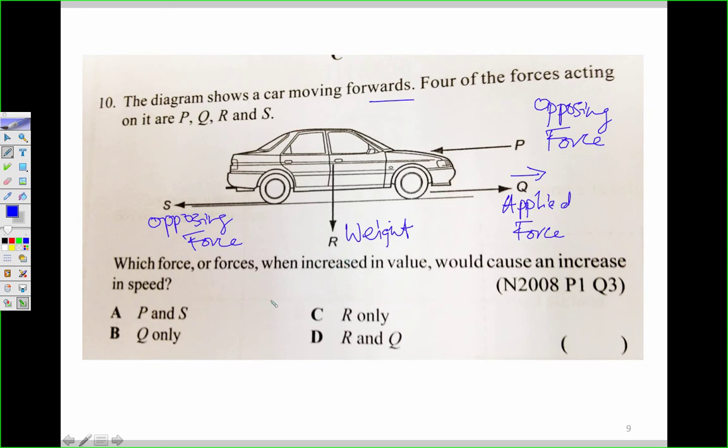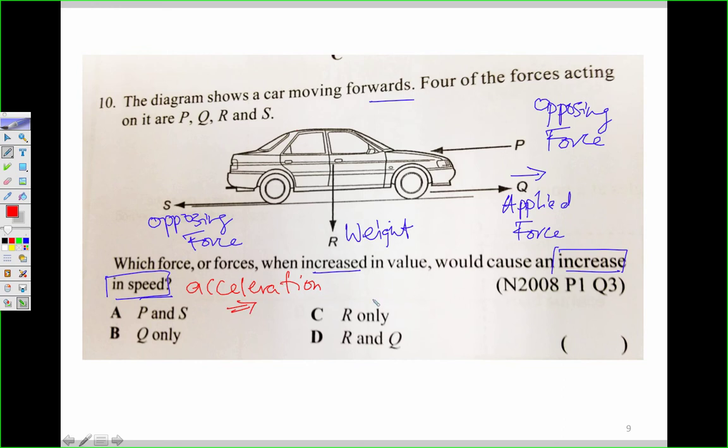It says which force or forces will increase in value to cause an increase in speed. The keyword is increase in speed. In physics, an increase in speed is known as acceleration. This is a very important concept. Once you see the keyword, you have to link it to the correct concept it's asking. So the question is, how do I increase the acceleration?